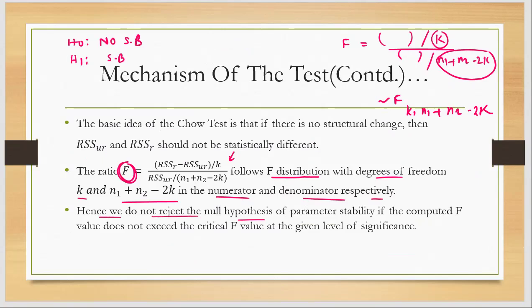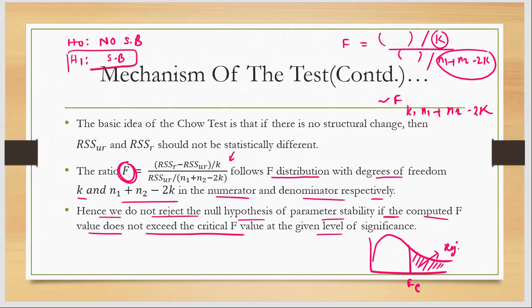Hence, we do not reject the null hypothesis of parameter stability if the computed F value does not exceed the critical value. The F distribution is something like this, and here you will have the critical value of F. If the statistic value falls in this region, you will reject the null hypothesis and say that a structural break is present, because you go with the alternative. And if your computed value falls somewhere here, you are in the acceptance zone, and you fail to reject the null hypothesis and say there is no structural break. That is how you make the decision.